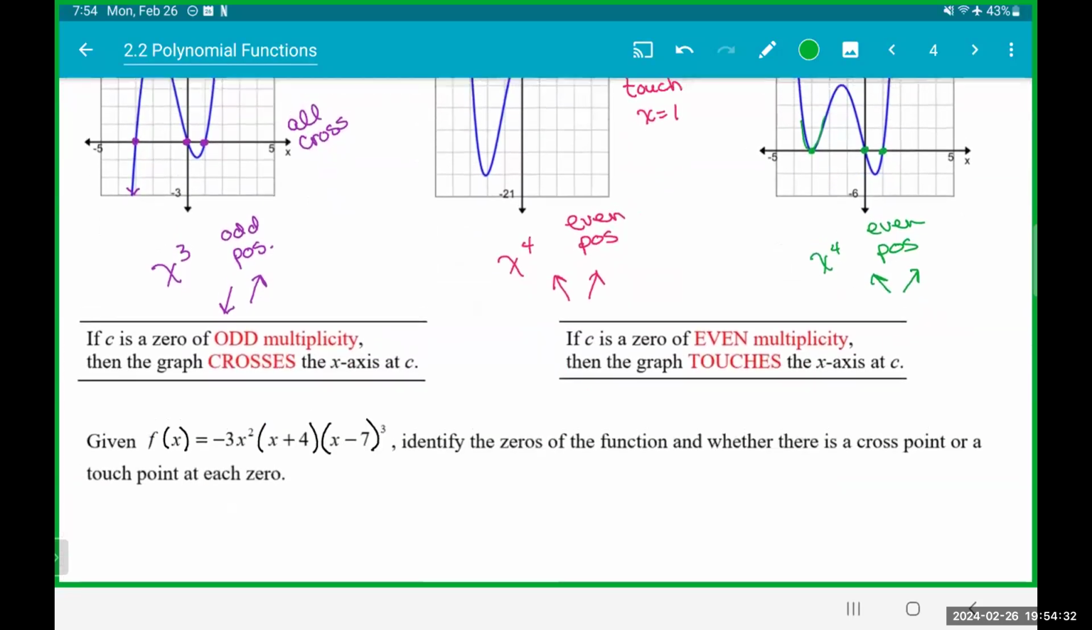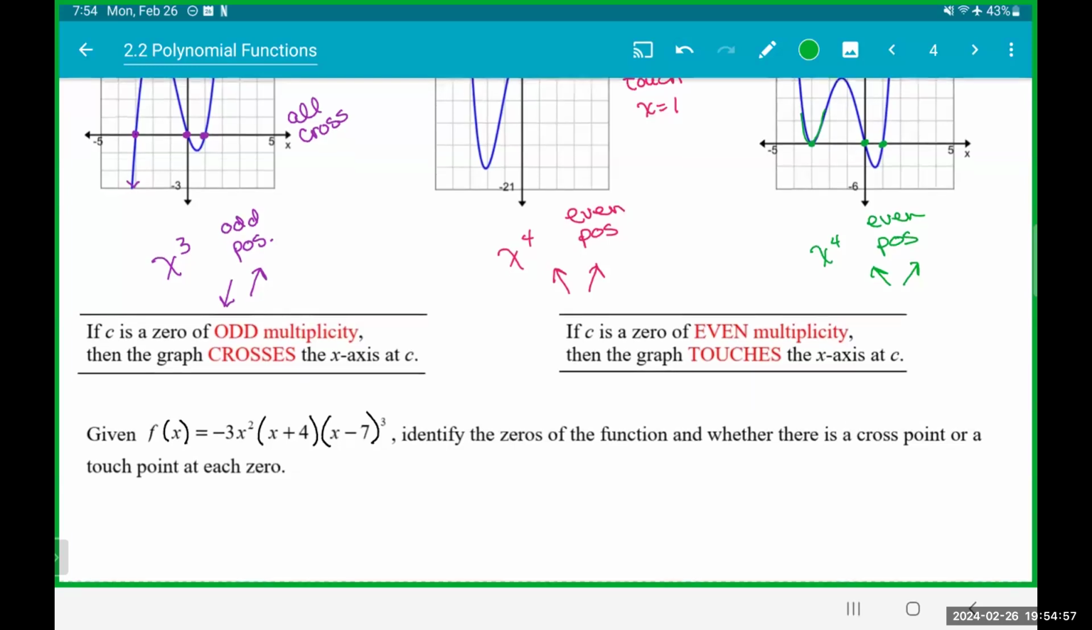Okay, and so that's really what this here is getting to. If C is a 0 of odd multiplicity, then it's going to cross the graph. Okay, 1 is odd, so it crosses the graph. If C is a 0 of even multiplicity, so those two 2's, then it just touches and goes back in the other direction.